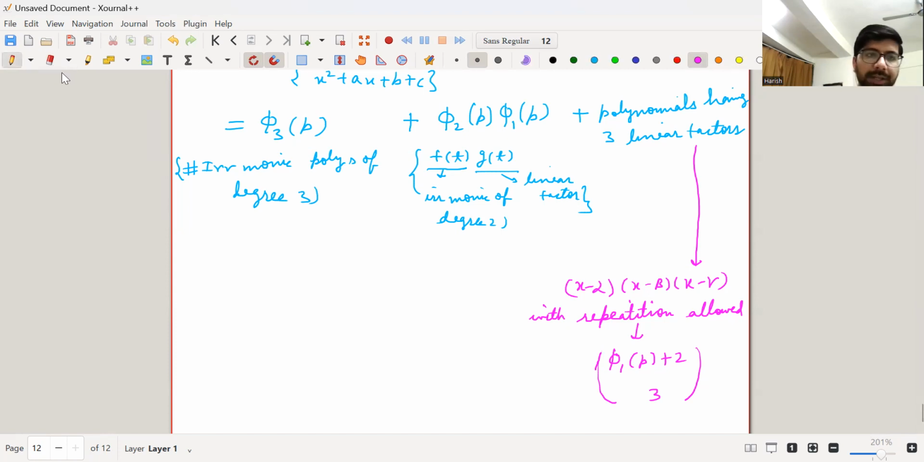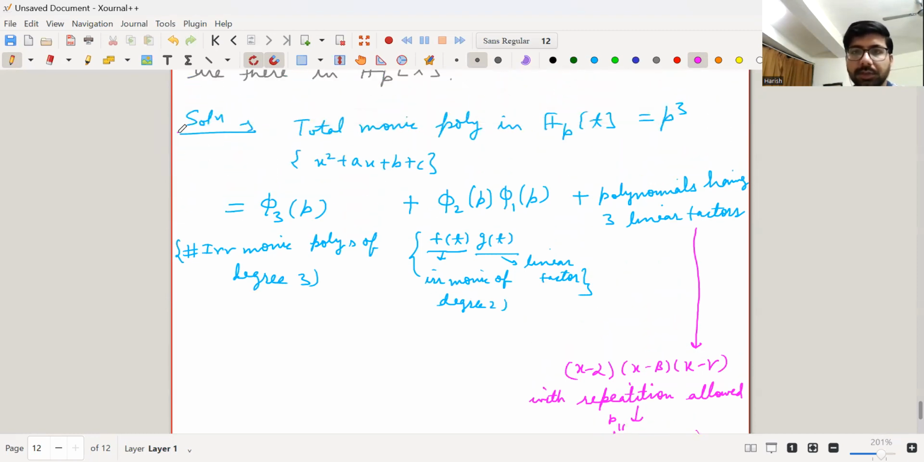Now what is phi 1 of p? Irreducible linear factors are x minus alpha, where alpha is varying over F_p, right? So this phi 1 of p is nothing but p, right? So this is p plus 2 choose 3, which implies you have p cubed to be phi 3 of p.